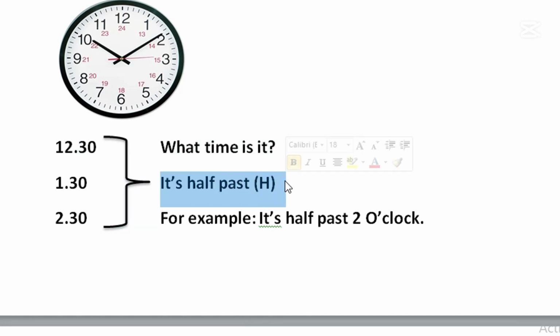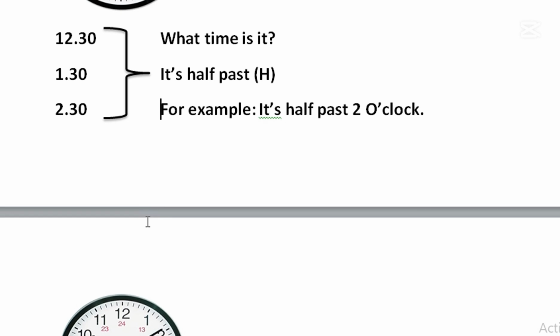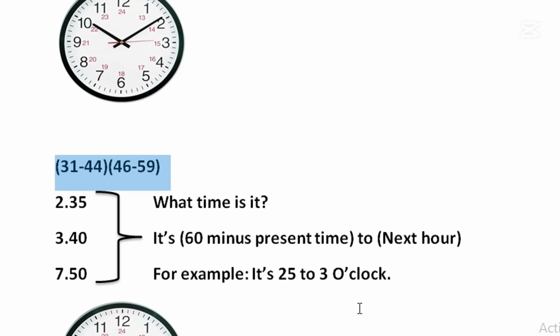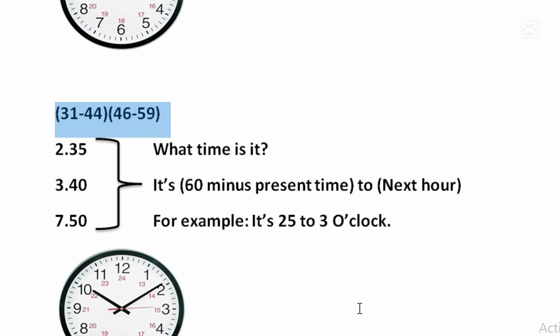In this line, we can see 31 to 44 minutes, 46 to 59 minutes. We can say it's 25 to 3 o'clock. What time is it? I did this line.